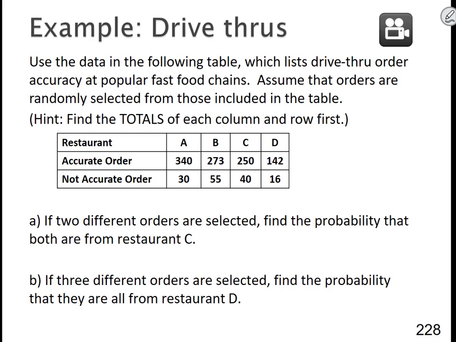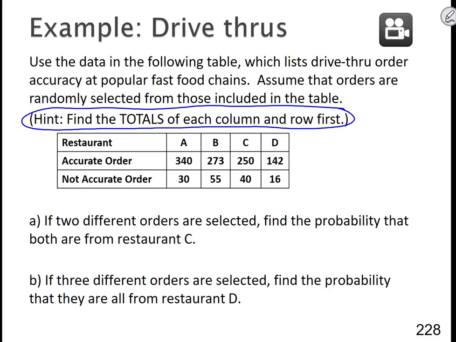So far, all the charts that we've seen had columns and rows of tables. But if we use the data in the following table, which lists drive-through order accuracy at popular fast food chains, you'll notice that there are no totals. Assume that orders are randomly selected from those included in the table, and so we've included here a reminder that if there are no totals, that's your first step.